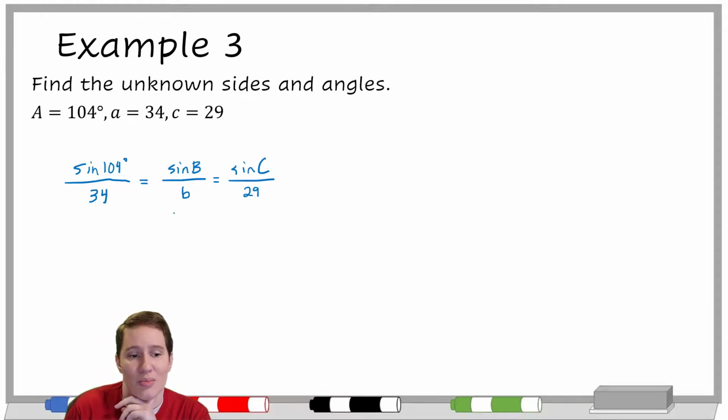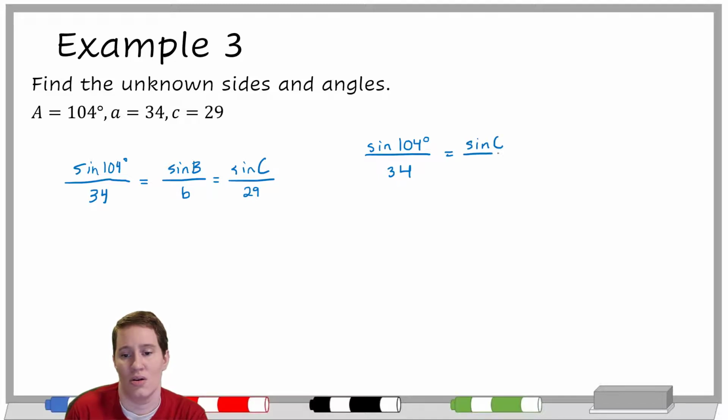So we don't know anything about b, so we're going to ignore this middle fraction so that we can solve for angle C. So we're still going to cross multiply. And that means that we're going to do 29 sine 104 equals 34 sine C.